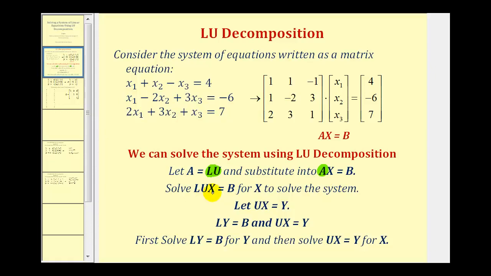If we let U times X equal Y, we would solve the equation L times Y equals B for Y, and then solve the equation U times X equals Y for X, which will give us our final solution. But the first step is to find the LU decomposition of the coefficient matrix. So as an example, we're going to go ahead and solve this system here using LU decomposition.